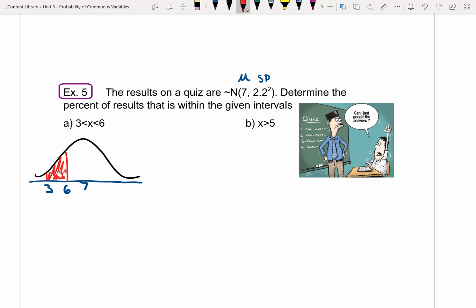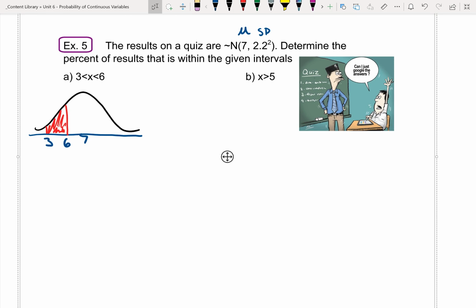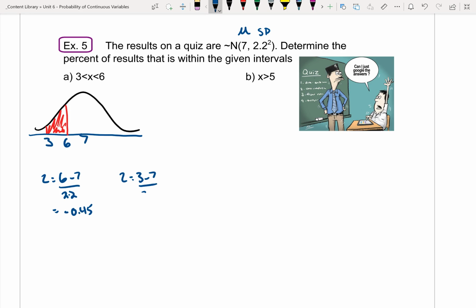So what I need to do is find my 2 z-scores to help me figure this out. Again, remember that the z-scores always tell us everything that is below or to the left of our value. So first I'm going to find the z-score for 6. So 6 minus 7 divided by 2.2 equals negative 0.45. And the z-score for 3, so 3 minus 7 divided by 2.2 equals negative 1.82.